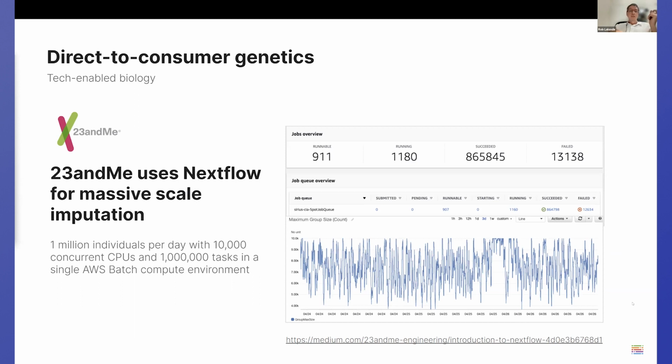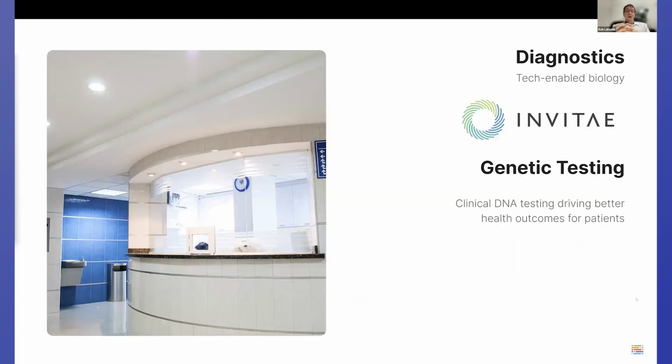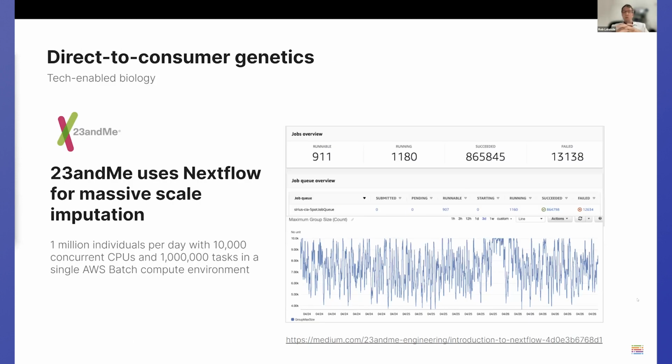Here's an example of Nextflow in direct-to-consumer genetic testing. In this case, it's obviously 23andMe, who uses Nextflow to run their imputation pipeline at phenomenal scale on AWS Batch. The figure you see with the blue lines is from a great Medium article that was published by some 23andMe people. You can see the link, I believe, below. And you can see how they're running 10,000 concurrent CPUs churning through this vast amount of 23andMe data.